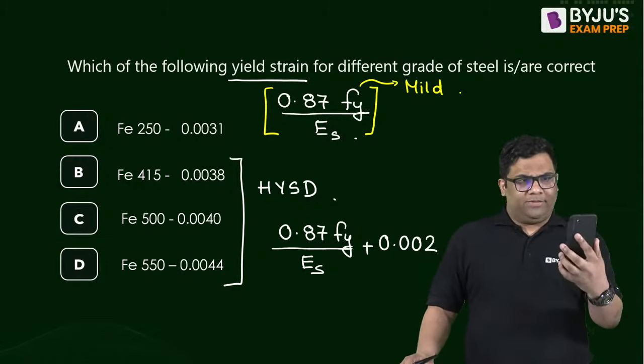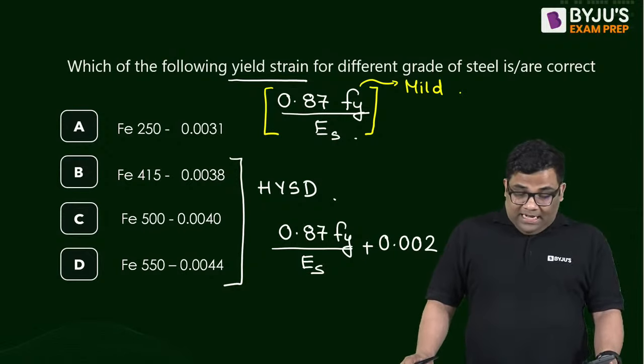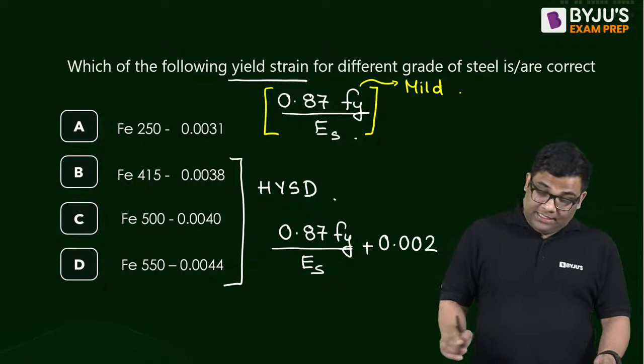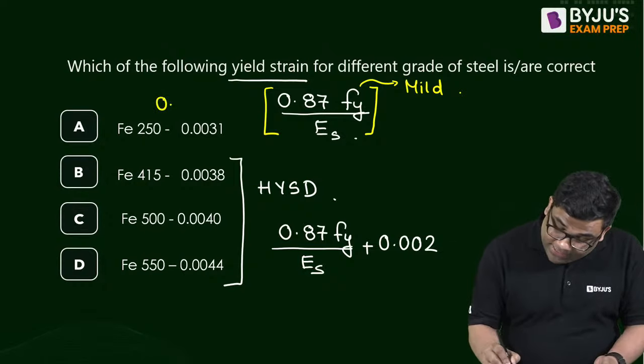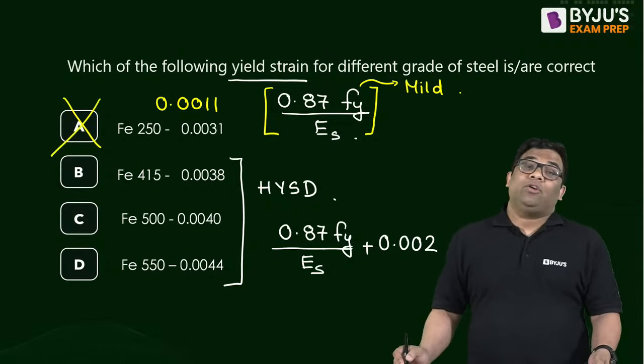I am seeing your comments. Let me see who answers first. Please write in the comment section. Answer for the first one. Fe250, how much you are getting? Why you are not answering? Yes, it is 0.0011. So this is wrong. The yield strain for Fe250 is not this.